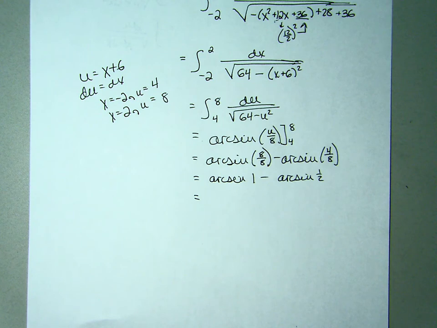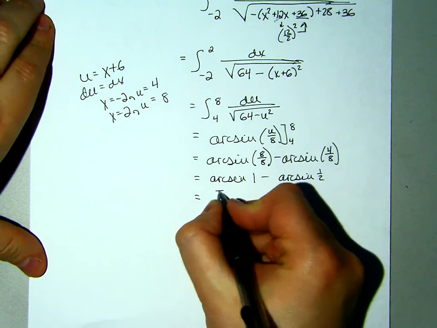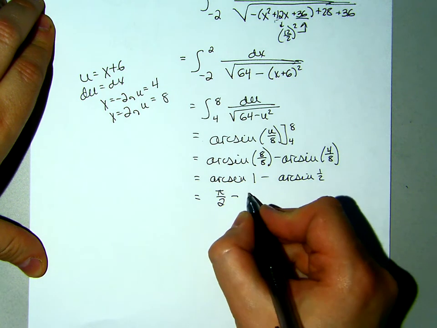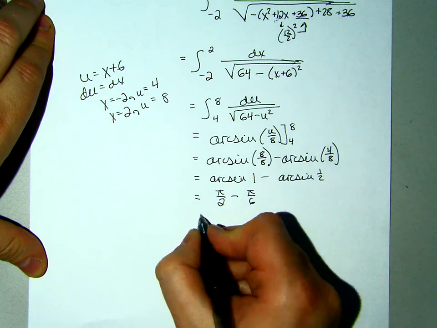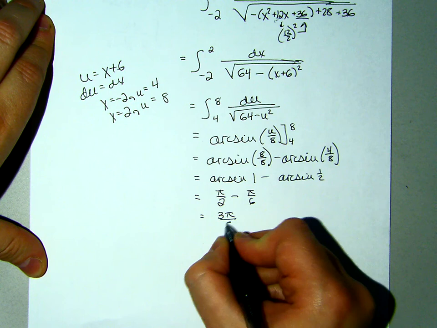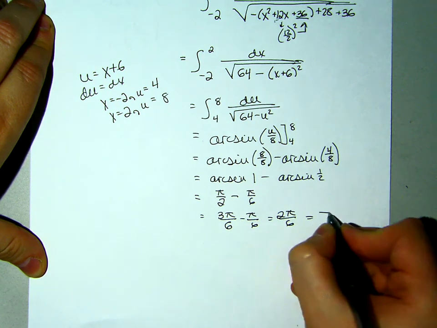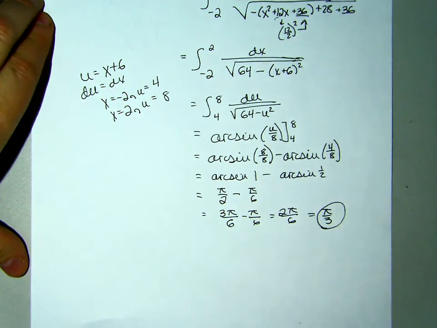Those are all good numbers. Arc sine of 1. What angle has a sine of 1? Michael, the arc sine of 1/2. Pi over 6. I'll get a common denominator. I'll do 3 pi over 6 minus pi over 6, 2 pi over 6, pi over 3.